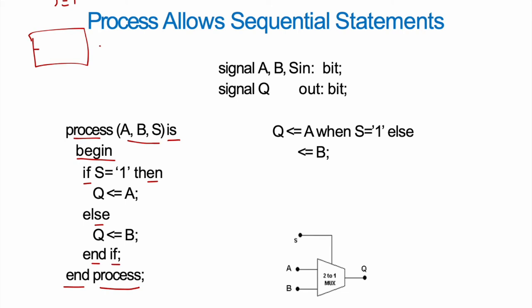So we're saying if S is equal to 1, the same MUX logic that we created earlier. Remember, when S was equal to 1, the output was connected to A, and when S was 0, the output was connected to B. So we say if S is 1, and remember, we notice that we have a single bit, then, right? Assign A to Q. Q is the output, right?